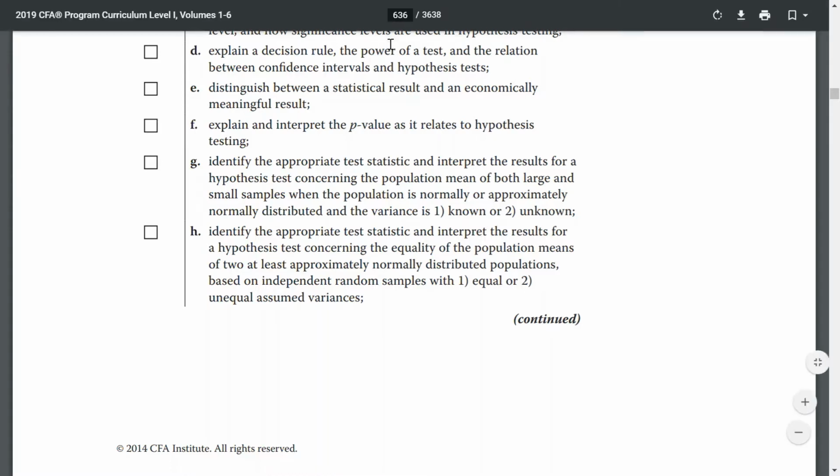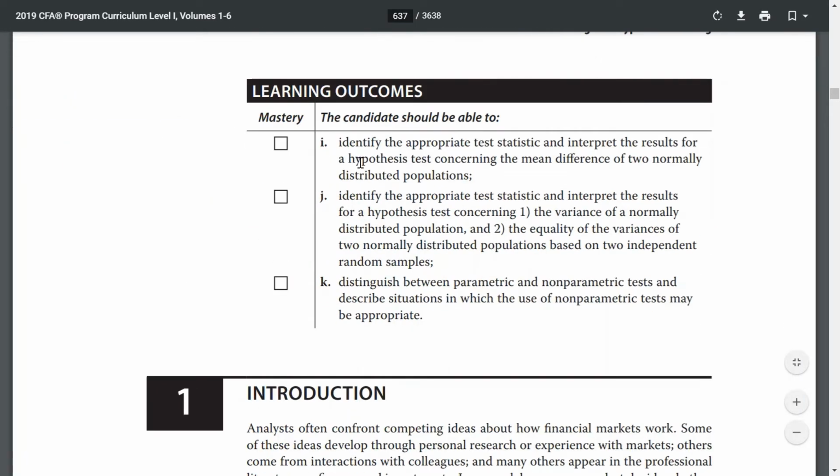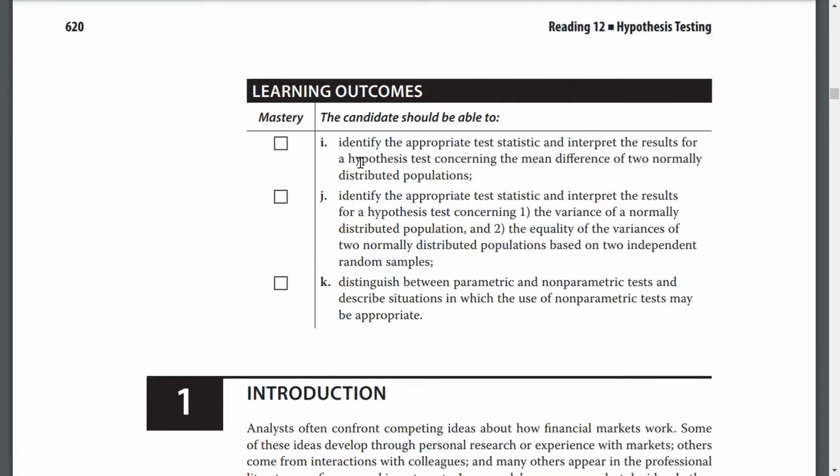Identify the appropriate test statistic and interpret the result from a hypothesis test concerning the mean difference of 2 normally distributed populations. Identify the appropriate test statistics and interpret the results for a hypothesis test concerning 1, the variance of a normally distributed population, and 2, the equality of the variance of 2 normally distributed populations based on 2 independent random samples. Distinguish between parametric and non-parametric tests and describe situations in which the use of non-parametric tests may be appropriate.